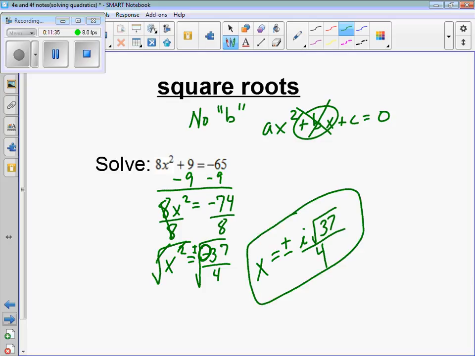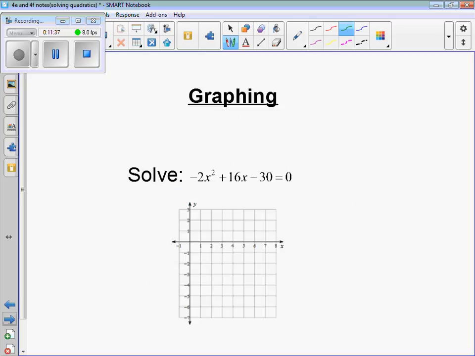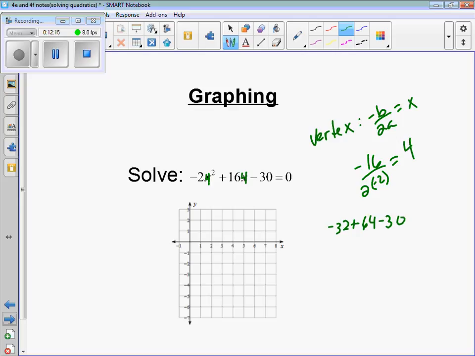And the last one is by graphing. We did this in class. I'll do it quickly again. To find the vertex, you have the opposite of b over 2a, and that equals the x. So negative 16 over 2 times negative 2. And that is positive 4. So the x coordinate is positive 4. Substitute that into the x's. So you have 16, negative 32, plus 64 minus 30 is 2. So the vertex is at 4, 2.